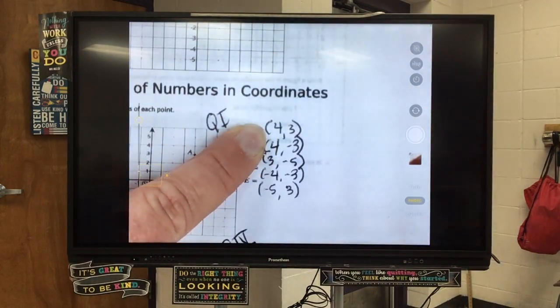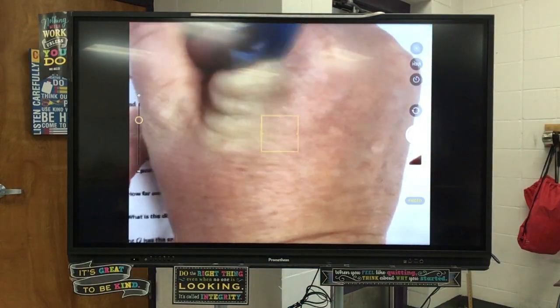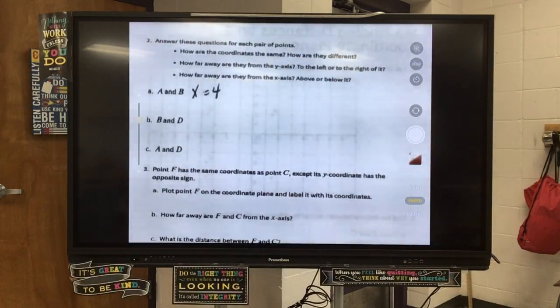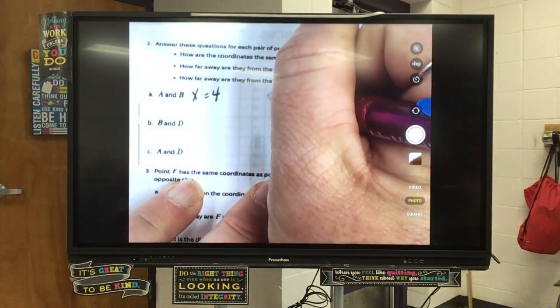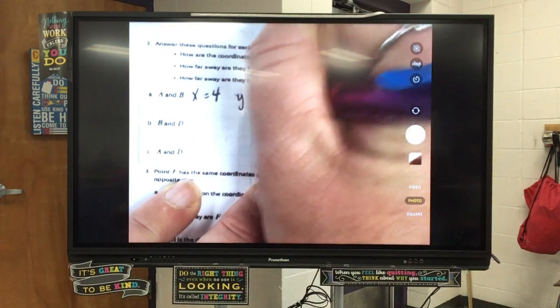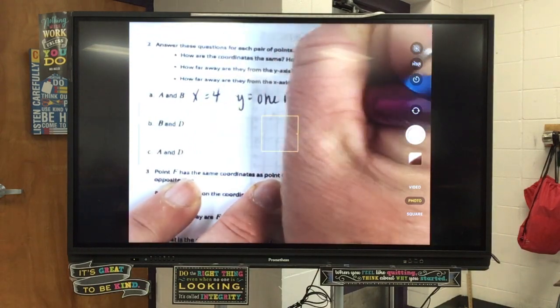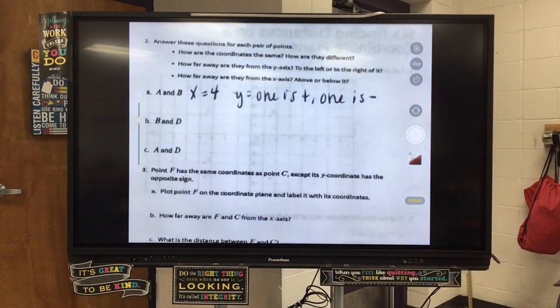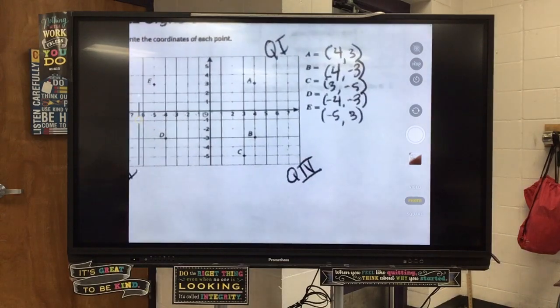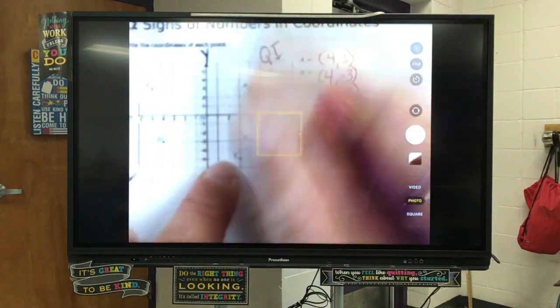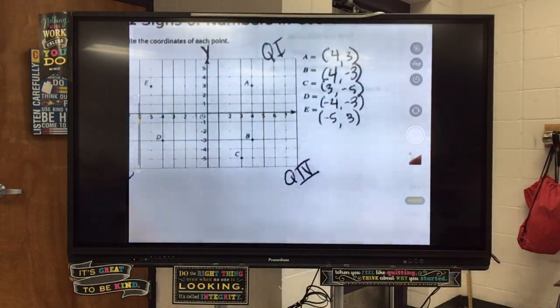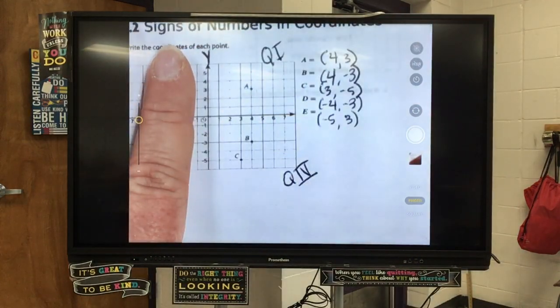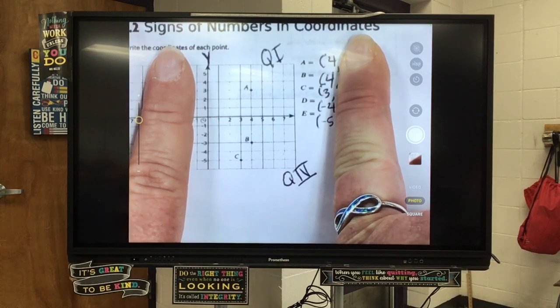Andrew? So for A and B, remember if we look over here, they have the same X, so their X coordinates are 4. Okay, how are they different? Callie? One is plus and one is minus. Okay? How far away are they from the y-axis? So let's slide back over here. And this is our y. So how far away is A and how far away is B from this line? All you have to do is what?